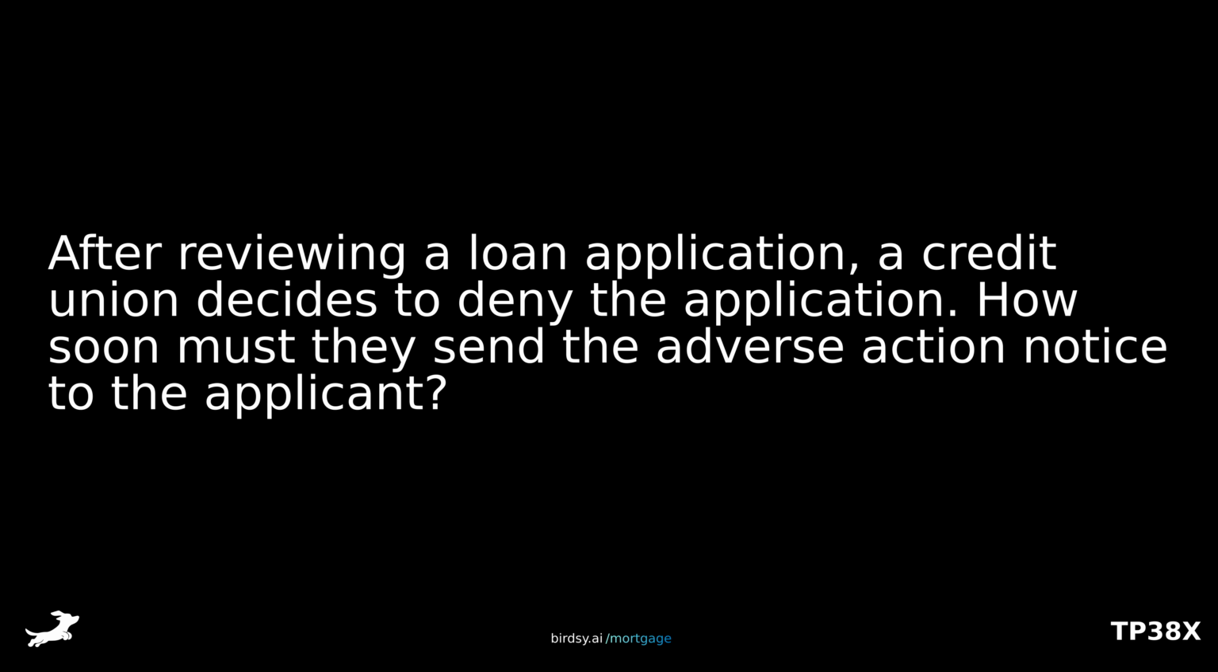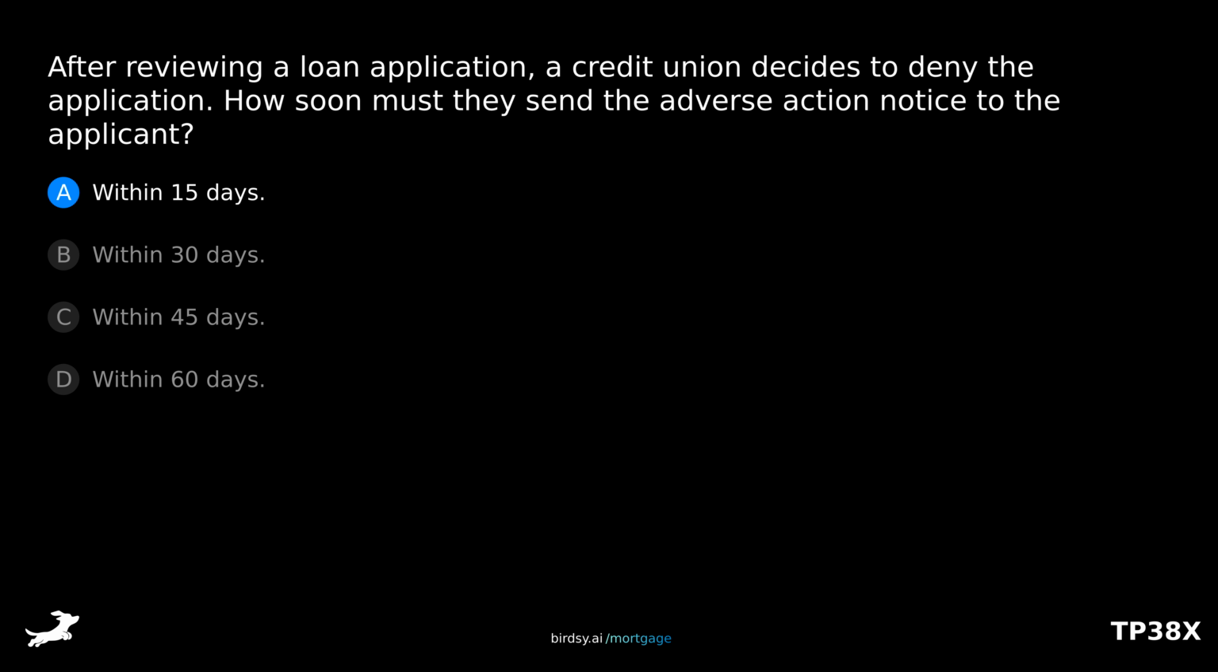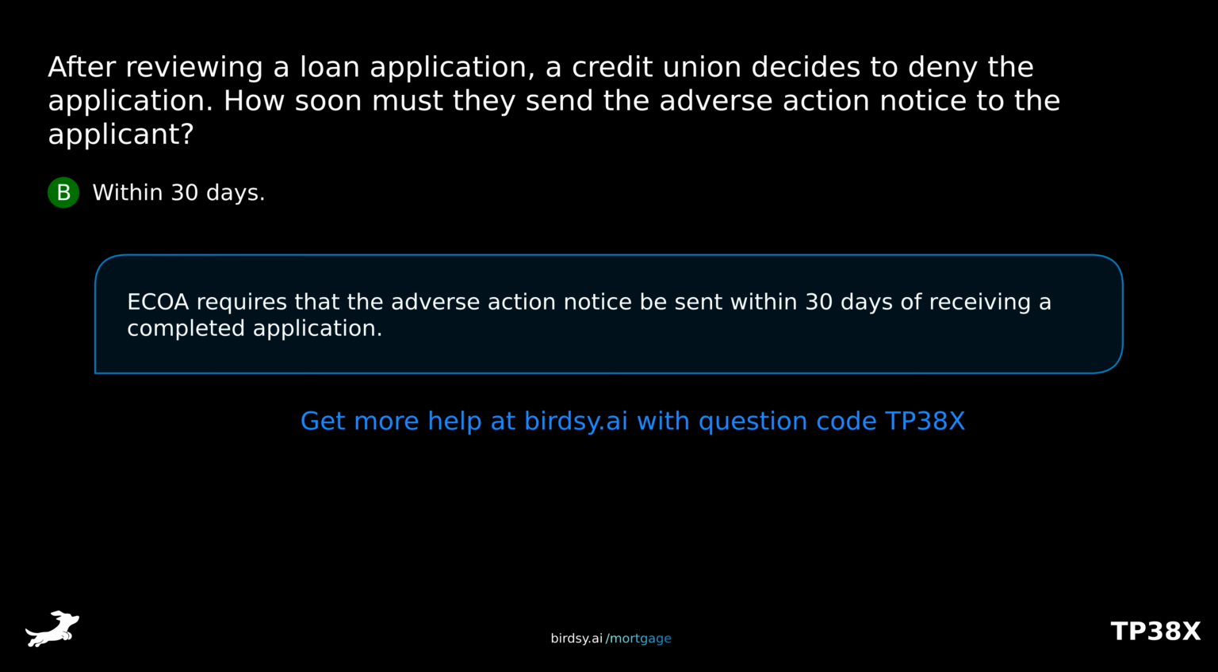After reviewing a loan application, a credit union decides to deny the application. How soon must they send the adverse action notice to the applicant? Is it A, within 15 days, B, within 30 days, C, within 45 days, or D, within 60 days? The answer is B, within 30 days. ECOA requires that the adverse action notice be sent within 30 days of receiving a completed application.